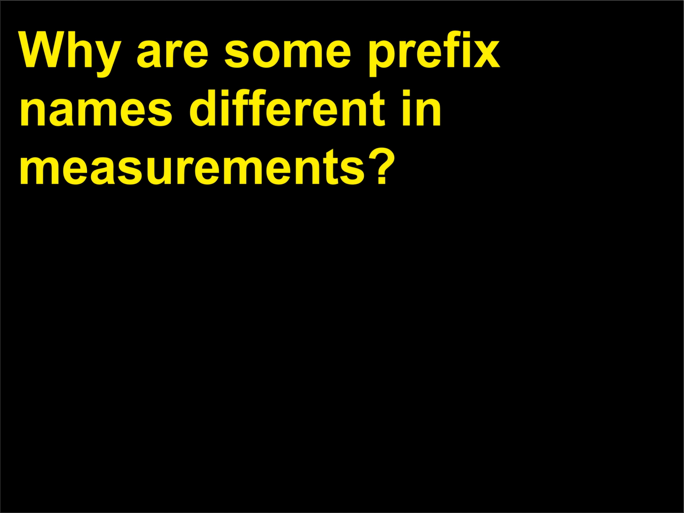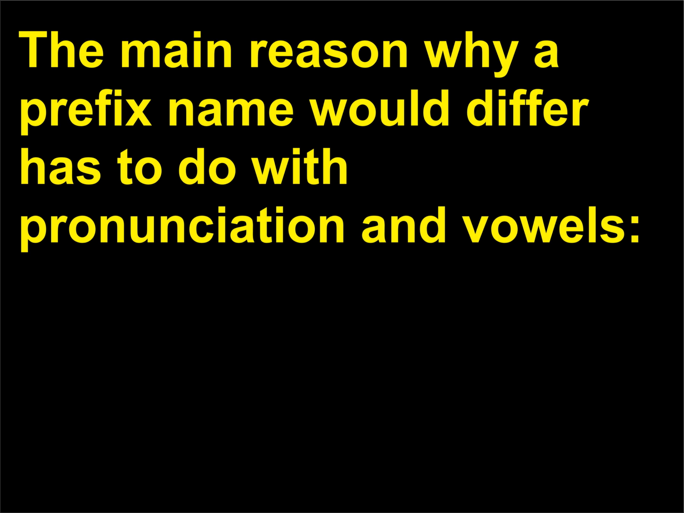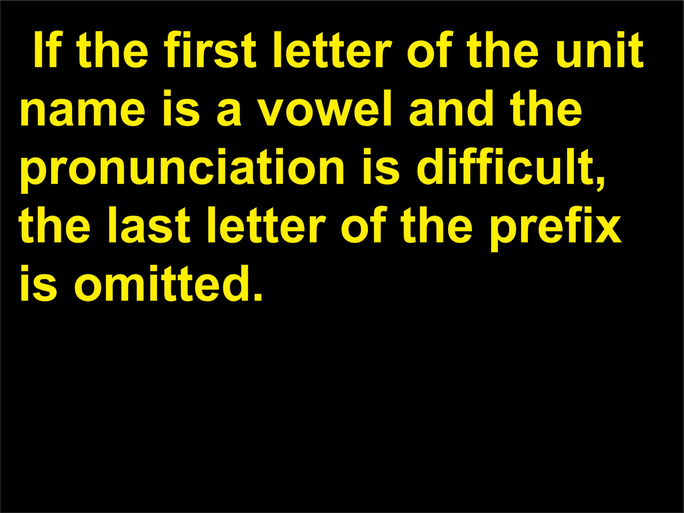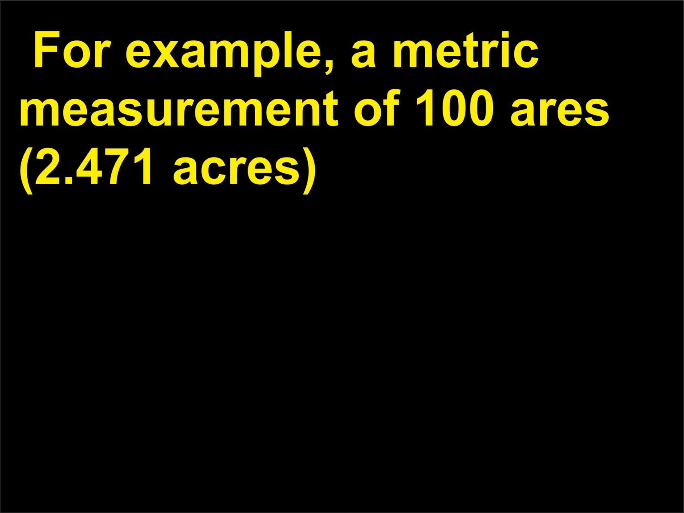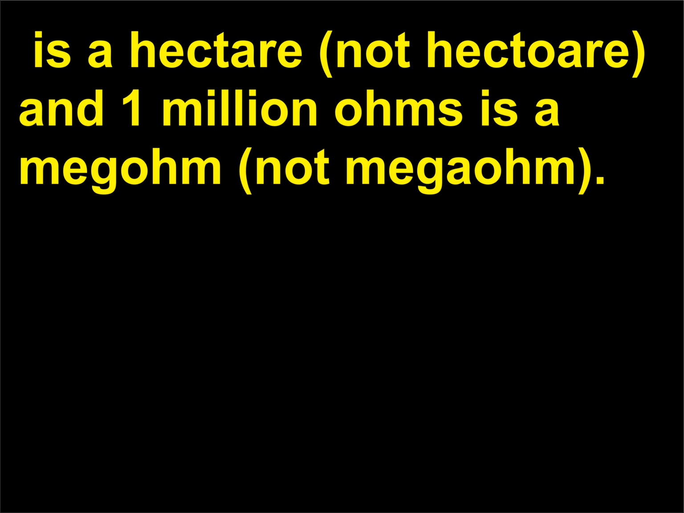Why are some prefix names different in measurements? The main reason why a prefix name would differ has to do with pronunciation and vowels. If the first letter of the unit name is a vowel and the pronunciation is difficult, the last letter of the prefix is omitted. For example, a metric measurement of 100 ares, 2.471 acres, is a hectare, not hectoare, and 1 million ohms is a megohm, not megaohm.